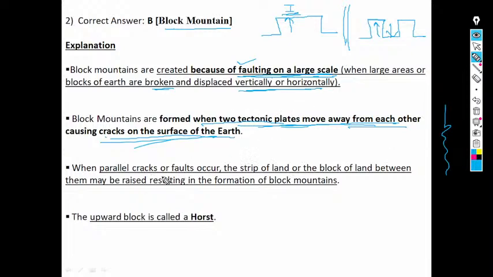When parallel cracks or faults occur, the strip of land or the block of land between them may be raised, resulting in the formation of block mountains. Okay, the upward block is called horst. This is your horst, and this is your graben or rift.